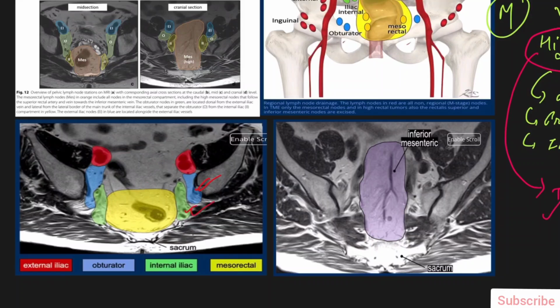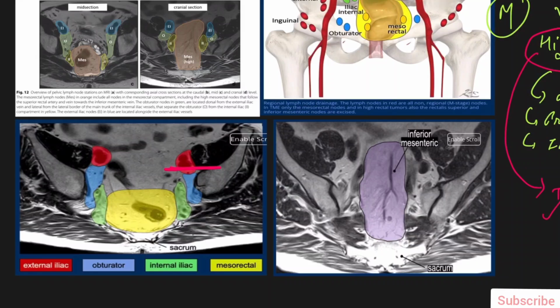One thing I would like to mention is how to differentiate them. What is the point of demarcation between these? The posterior border of the external iliac vessels is considered as the posterior border of the external iliac region lymph nodes.